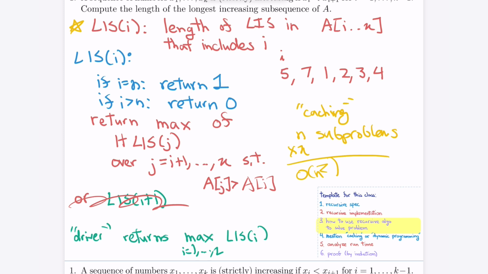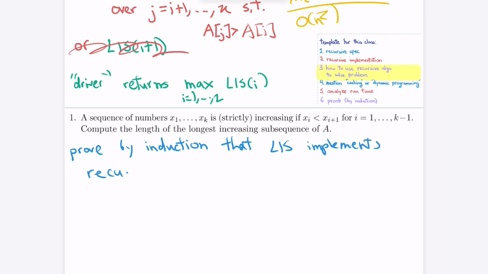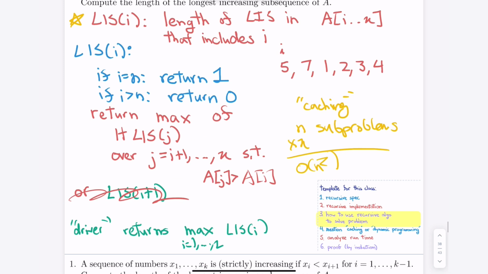Sure. So I have LIS I, where I is equal to 1, 2, 3, 4, up to N. Yes, it's not a consecutive one. Yeah, sure, we can do it. We would say something like, we will prove by induction that LIS implements, I won't write it out again, but basically the recursive spec. So if I can just establish the sentence, I really want to show that LIS really does what I say it does for all I.